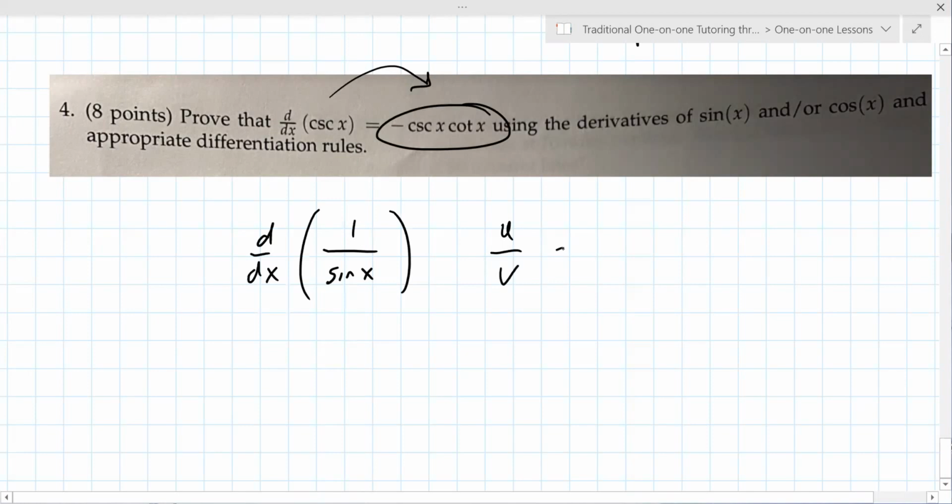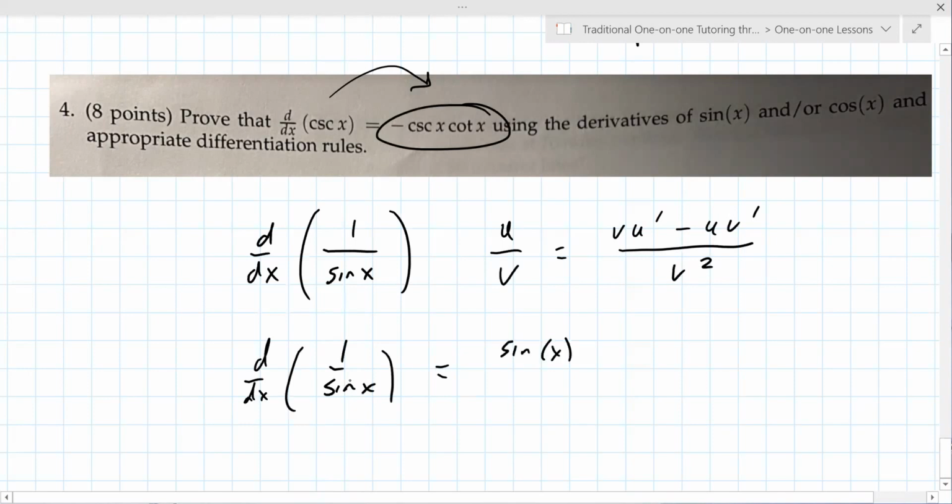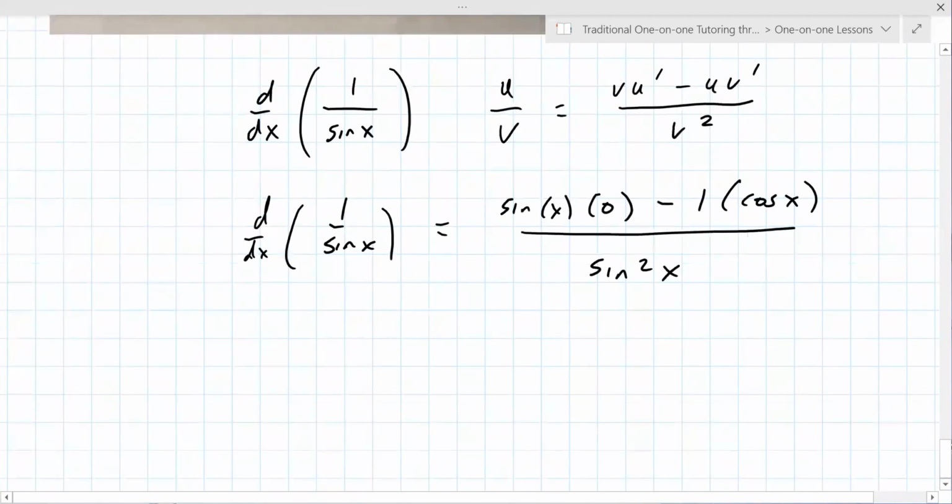So quotient rule says derivative is bottom times derivative of the top minus top times derivative of the bottom over the bottom squared. Okay, so it's d dx of 1 over sine x becomes bottom sine x. The derivative of 1 is 0 minus 1 times the derivative of sine x. The derivative of sine x is cosine x all over sine squared x. So this first term is 0 because anything times 0 is 0. And so you have this minus cosine x over sine squared x.